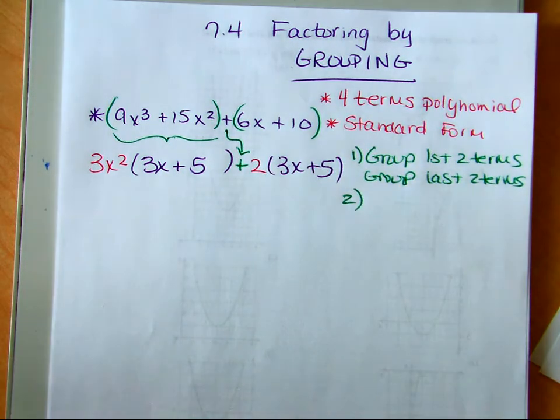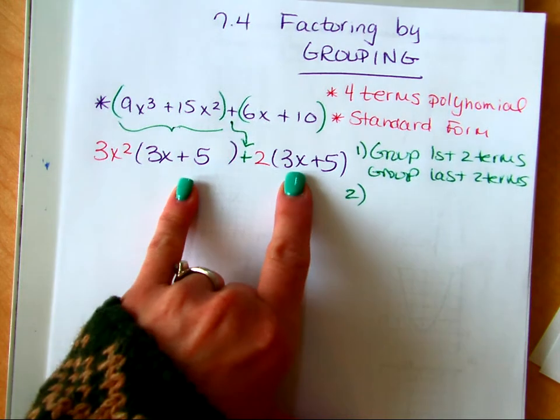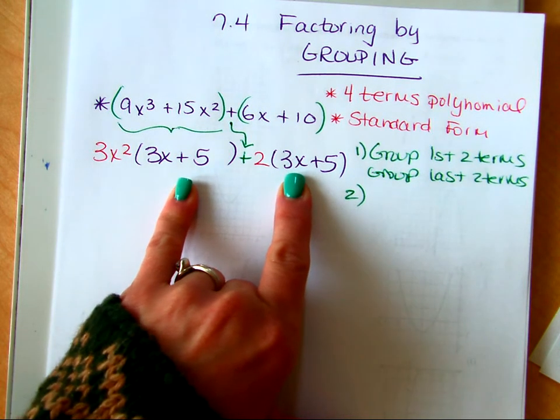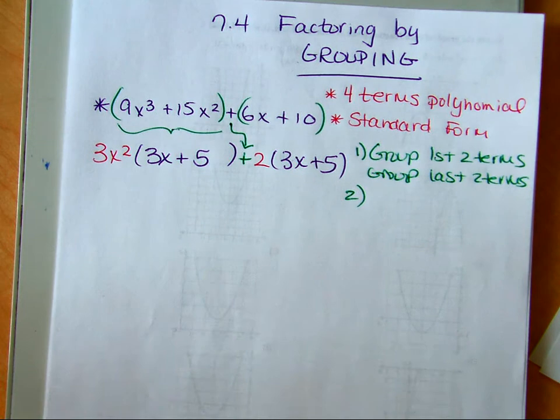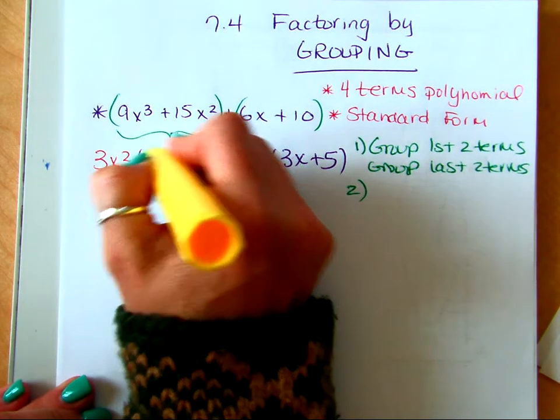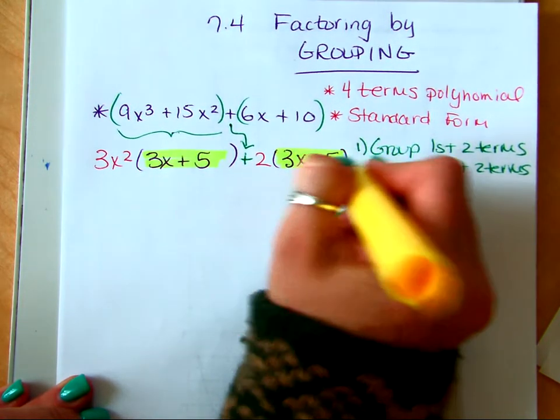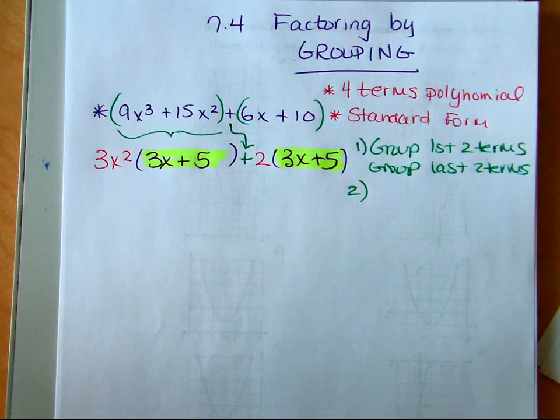Now stop and look at what you have. Do you notice anything odd? They look the same. Not just that, they are the same, meaning what was left over. So guess what? This is all about GCFs. Pull a GCF out again. So what is the GCF? What do they have in common? Everything. A 3x plus 5, right?